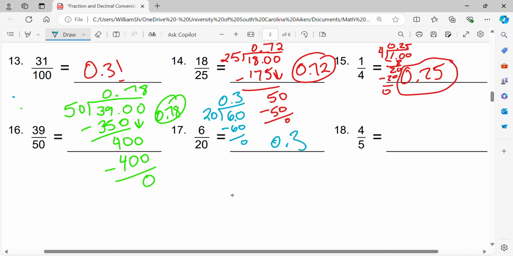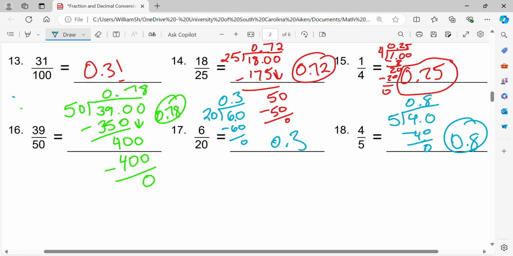Now, 4/5. How many times does 5 go into 4? 5 won't go into 4, so it goes 0 times. But if I add a decimal 0 here, 5 goes into 40 8 times. And you could subtract that out and see you have a remainder of 0, which is what we need to be done. So my answer is 0.8. And we have now converted from fractions to decimals.